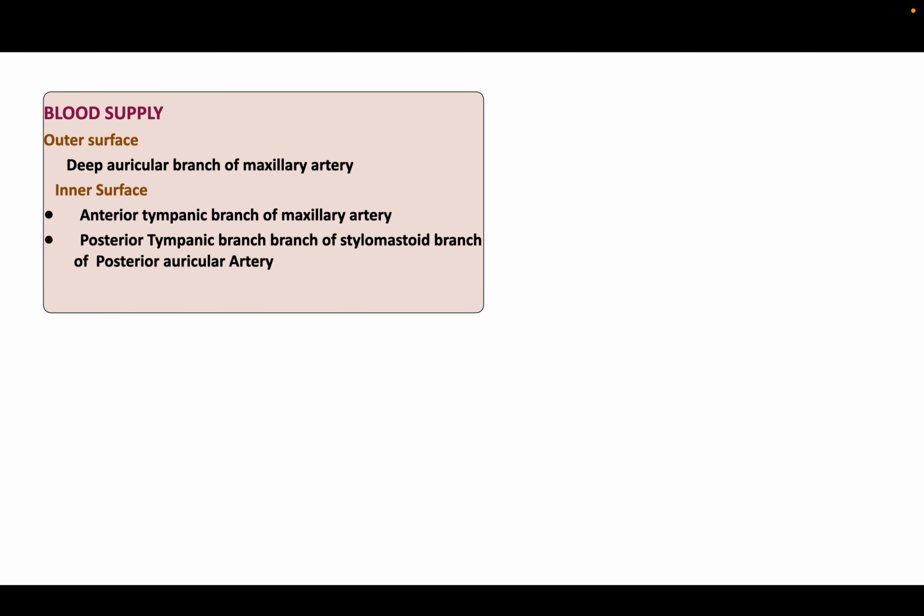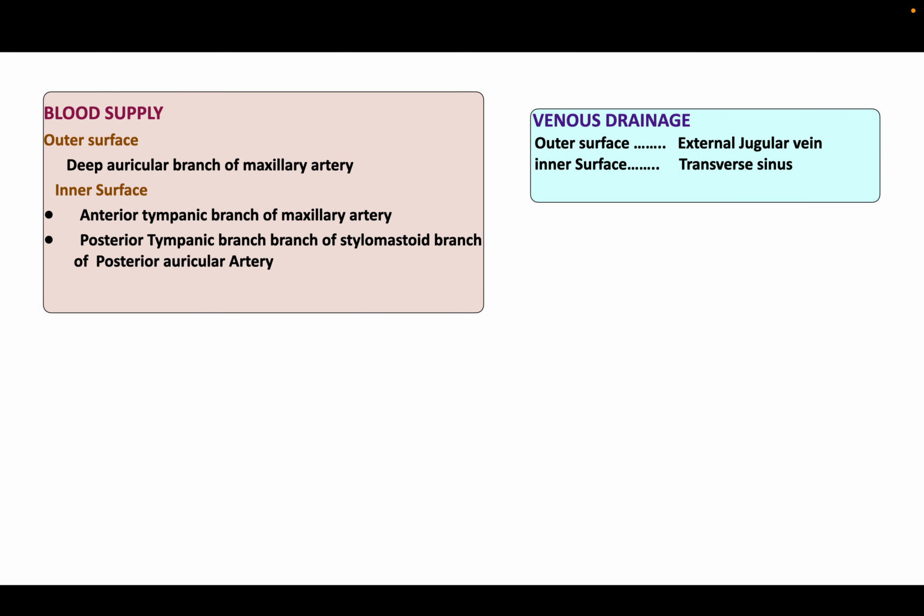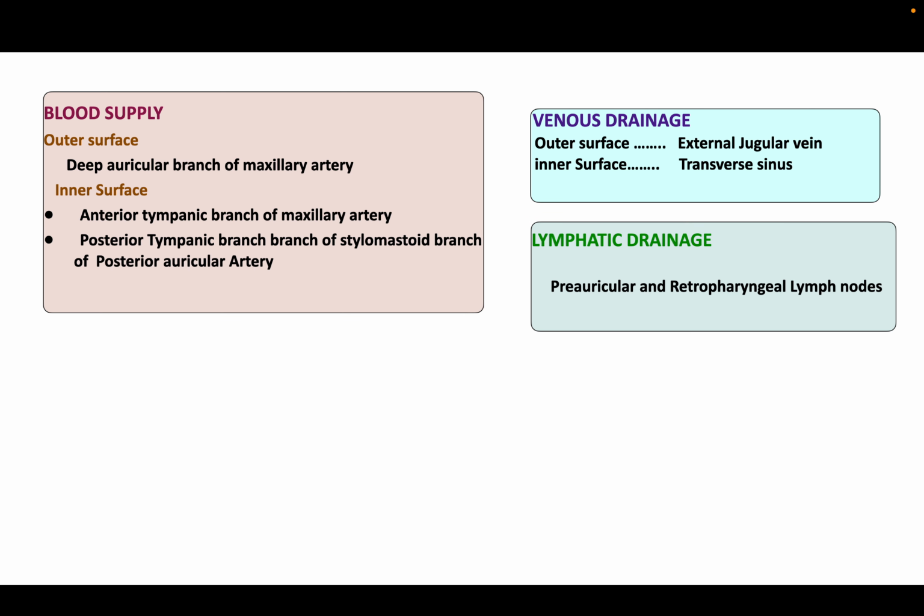Now coming to the blood supply. The outer surface of the tympanic membrane is supplied by the deep auricular branch of the maxillary artery, and the inner surface is supplied by the anterior tympanic branch of the maxillary artery and the posterior tympanic branch of the stylomastoid branch of the posterior auricular artery. For venous drainage, the outer part of the tympanic membrane is drained by the external jugular vein and the inner surface is drained by the transverse sinus. Lymphatic drainage is by the preauricular and retropharyngeal group of lymph nodes.